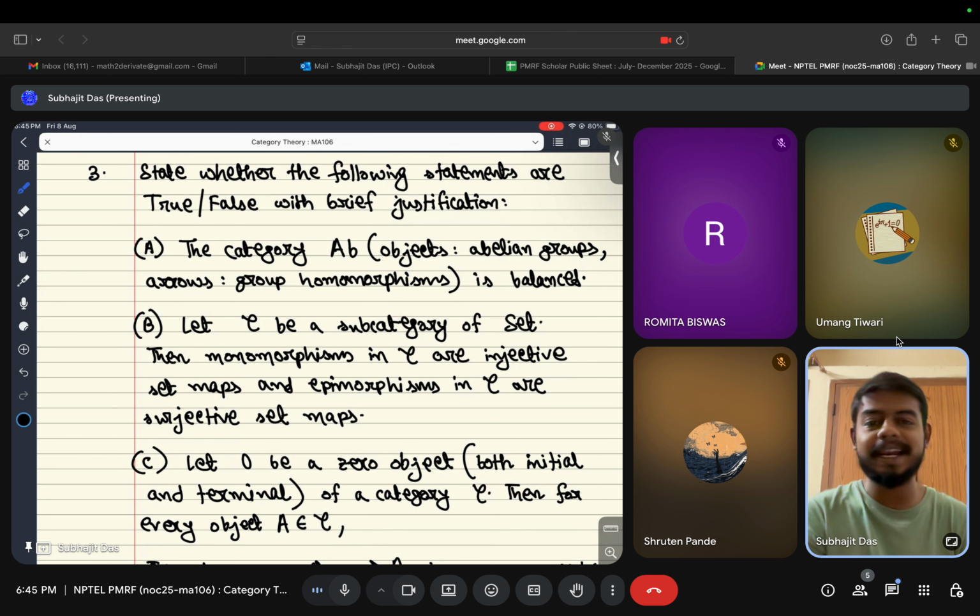The claim is it should be balanced. So we need to show that every morphism which is both mono and epi is an isomorphism, right? So what do we need to show? First of all, what is an isomorphism in AB? It's exactly a bijective homomorphism. That's easy to prove. You can show that invertible group morphisms in AB are exactly isomorphisms. So to show that a morphism which is both mono and epi is an isomorphism, you need to show that it is bijective, that is, injective as well as surjective.